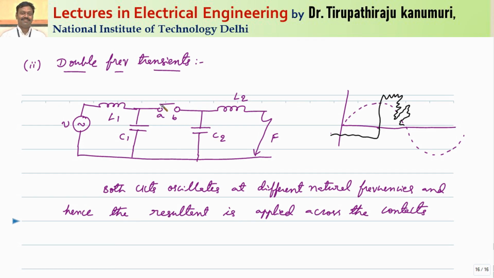So now two series LC circuits are there, and both will oscillate at different natural frequencies. Now if you want to calculate the voltage across the circuit breaker contacts, I can write it as VAB, the voltage between the circuit breaker contacts. Because this is oscillating at a different frequency, and this is oscillating at a different frequency, the difference of those two components will be superimposed across your circuit breaker.